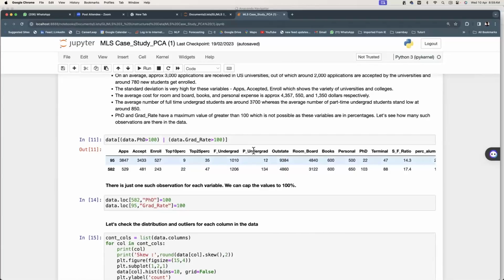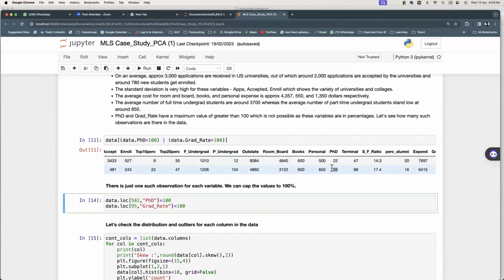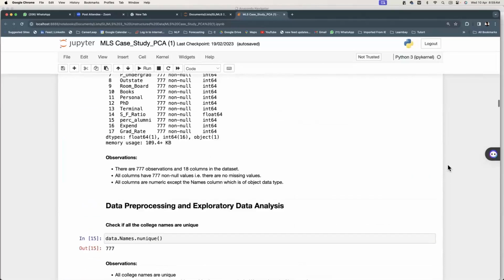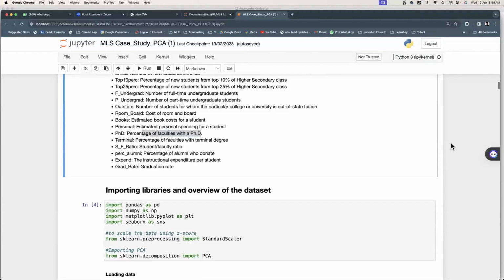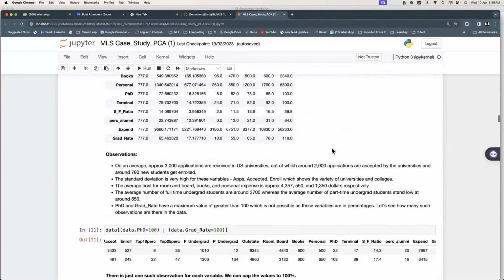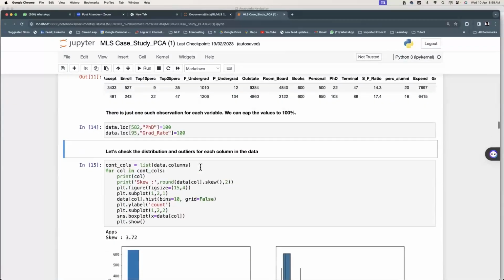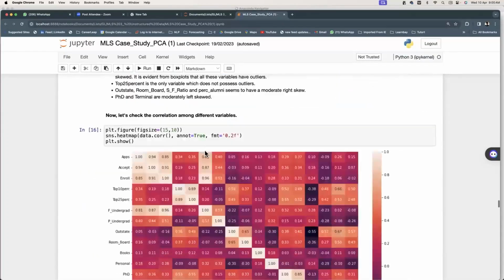And there are some errors, so I will just remove or change the records which have the error. There is a record where the PhD is greater than 100, which is not possible because the PhD column stands for the percentage of faculty with a PhD. It cannot be greater than 100. Maximum is 100%, right? So I'm just changing that. There is some error, so I'll change those few records, and then some graphs to analyze the data.